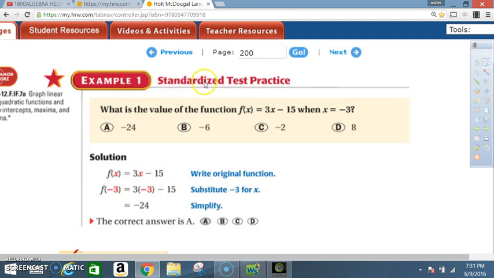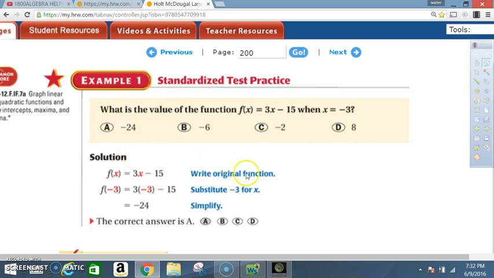Example 1, standardized test practice. What is the value of the function f of x is equal to 3x minus 15 when x is equal to a negative 3? A, negative 24; B, negative 6; C, negative 2; or D, 8.